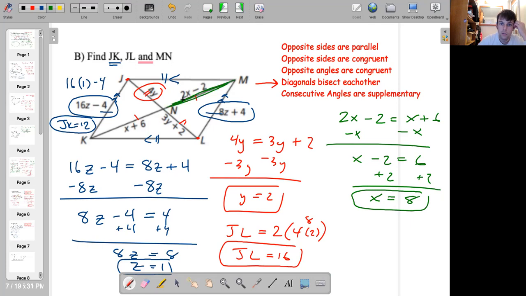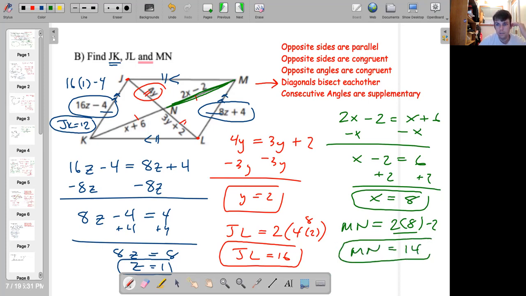So we're going to use 2x minus 2 for that. MN equals 2 times 8 minus 2. That's 16 minus 2. MN equals 14. And those are our three answers, I believe. Yeah, we found JK, we found JL, we found MN. Awesome.